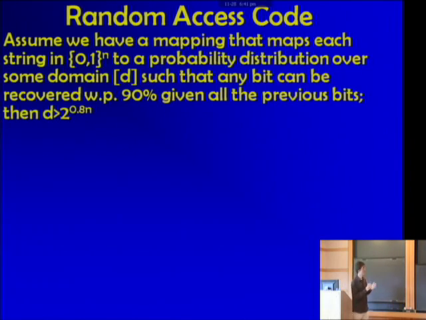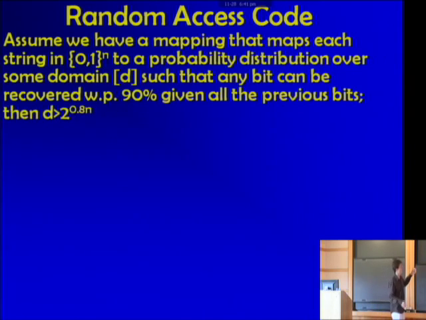Okay, so the setting is again the following. We have a mapping, and the mapping maps each string in {0,1}^n to, now let's think of it as not {0,1}^k, but let's just flatten it. Let's think of it as the universe 1, 2, up to d. This fits more with my notation later. And assume that you can recover any bit of my choice with probability 90%, given all the previous bits.